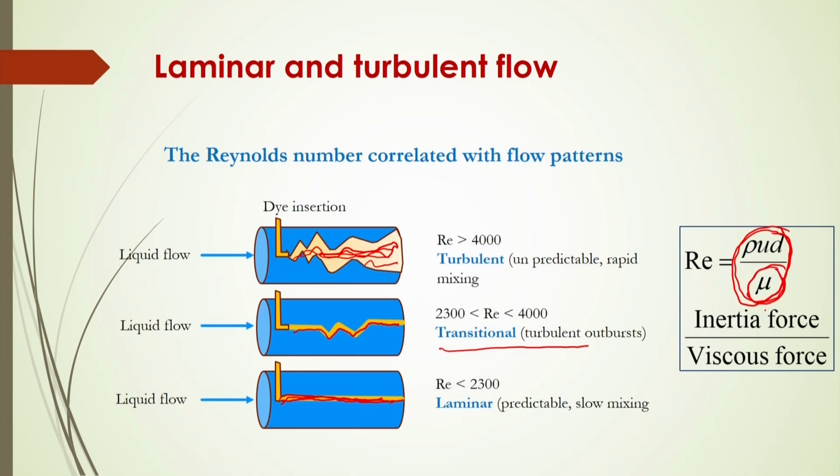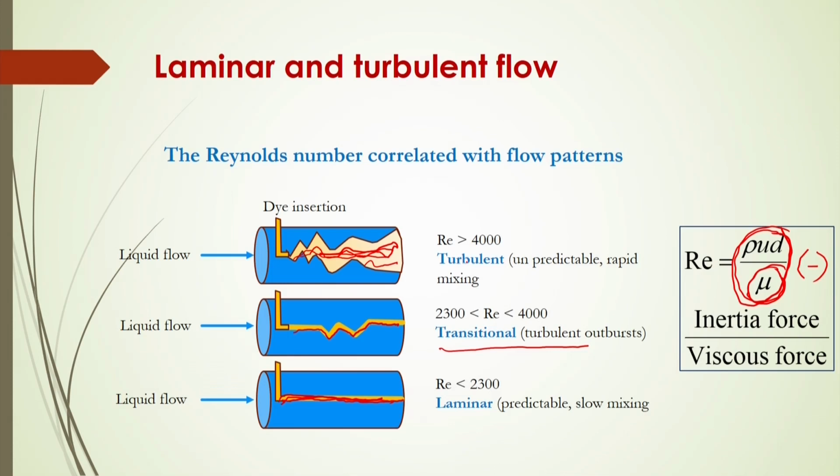So, rho u d by mu, if we see what the dimension of this Reynolds number should be, it will not have any dimensions here. It will be dimensionless. So, suppose a liquid is flowing with a certain velocity u, the density of the liquid is rho, the diameter of this pipe is given to you, and you know the viscosity of the fluid, and after calculation, what should be the Reynolds number?